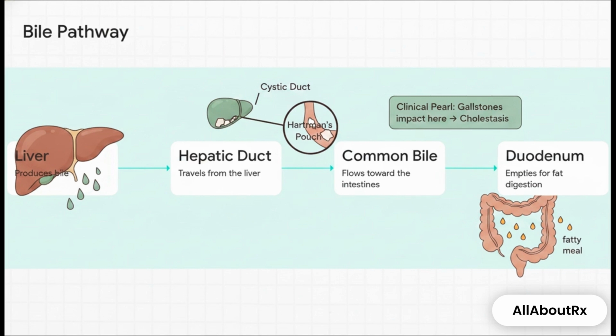Oh, and here's a massive clinical pearl for you. Right where the gallbladder tapers into the cystic duct, there's a little region called Hartmann's pouch. This is a notorious spot for gallstones to get stuck, which blocks the bile and leads to a super painful condition called cholestasis. Definitely remember that one.